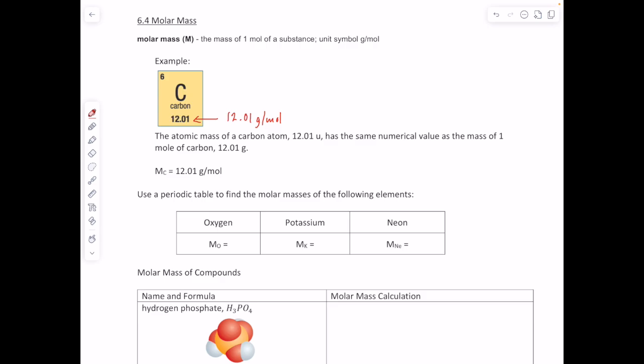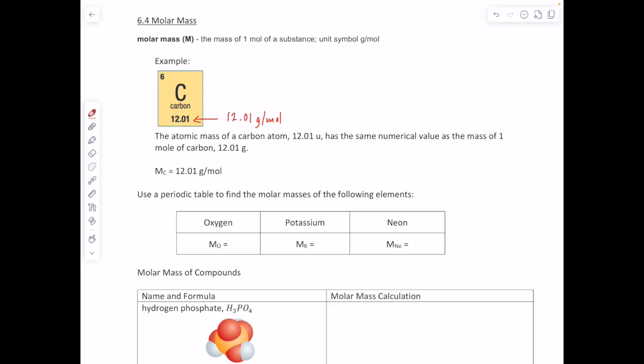So the atomic mass of carbon, 12.01 atomic mass units, has the same numerical value as the mass of 1 mole of carbon, 12.01 grams. We can write the molar mass as a capital M with a subscript for the symbol of the element, so the molar mass of carbon can be written as 12.01 grams per mole. We can use a periodic table to find the molar mass of other substances.